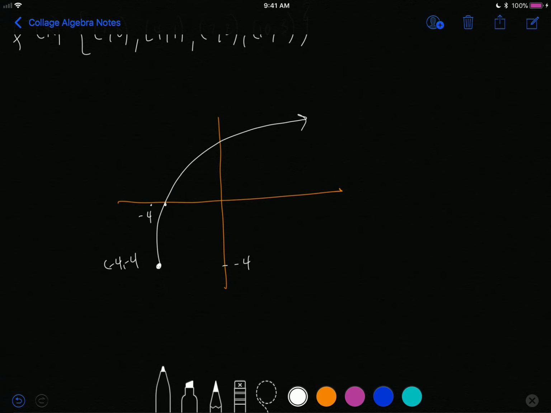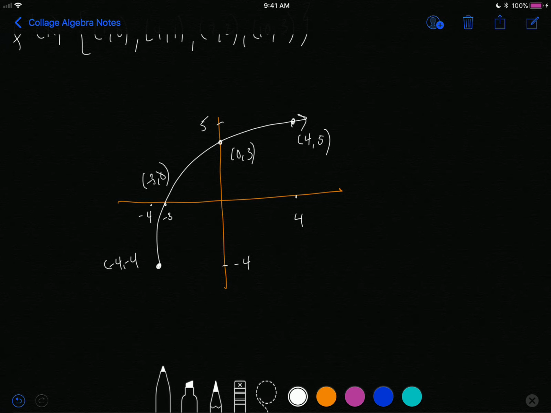Then this point right here might be -3, 0. Then this point up here might be 0, 3. And then let's take one more point over here. Let's take that point to be 4, let's say 4, 5 for argument's sake. Again, this is not drawn to scale. So you have right here your point 4, 5.